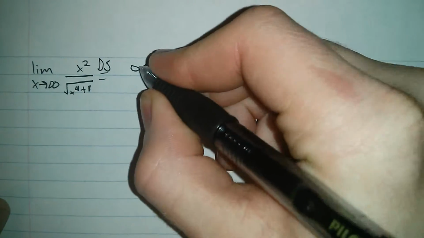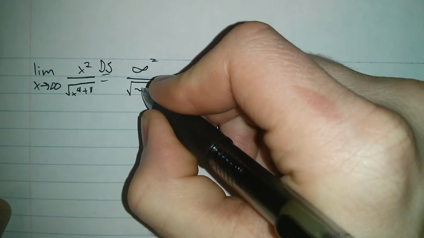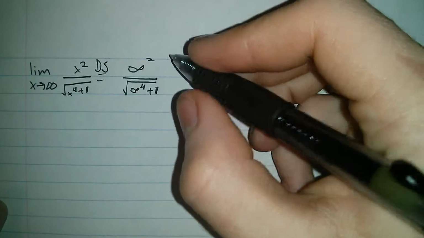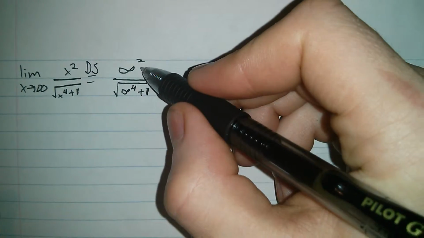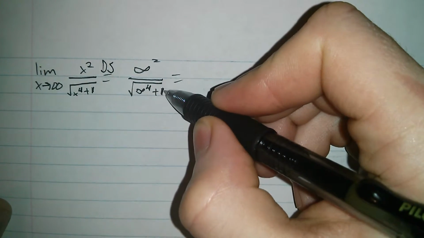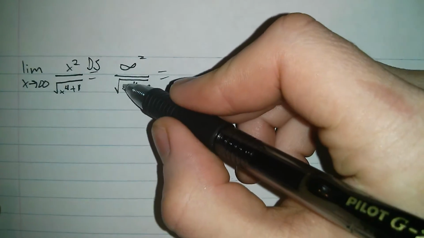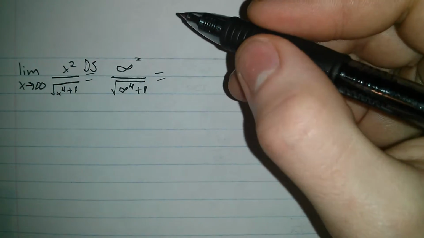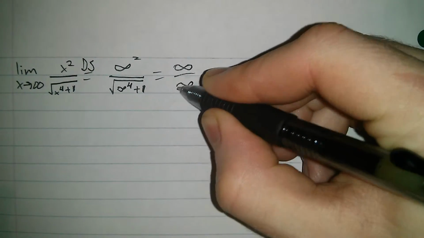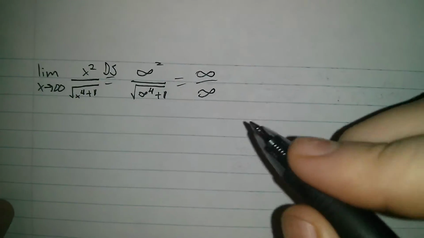So we'll get infinity squared over the square root of infinity to the fourth plus 1. And in this case, when you're dealing with numbers like infinity, constants like this 1 don't matter at all. It's negligible. We're going to end up with infinity squared over the square root of infinity to the fourth, which is infinity squared over infinity squared. Either way, there's an infinity in the numerator and an infinity in the denominator, and that's all that matters. That's not defined, and that's not what we're looking for.